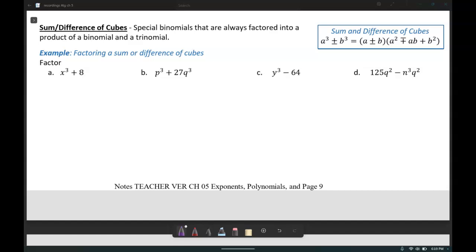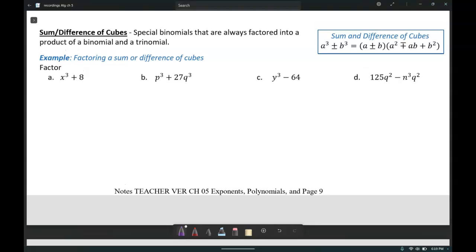The last of the special cases we're going to cover today are the sum and difference of cubes. Again, these are special binomials that are always factored into a product of a binomial and a trinomial following a very specific pattern. Now, unlike with the difference of squares, difference of cubes also has the option for sum of cubes, so we could do either one, plus or the minus.